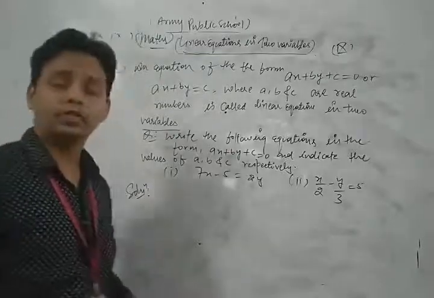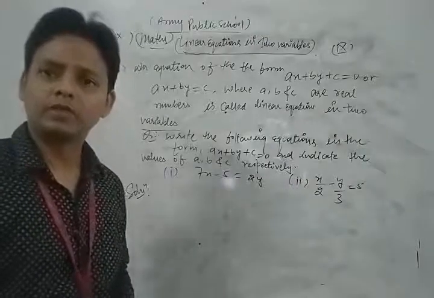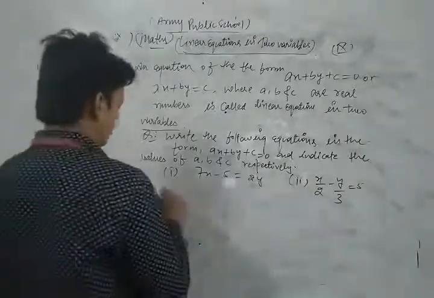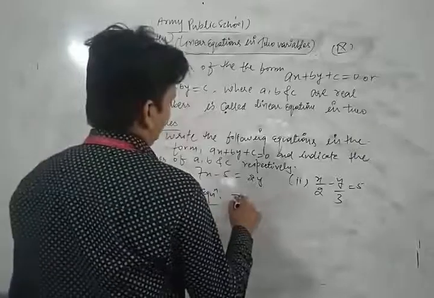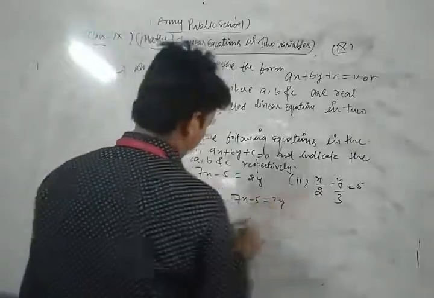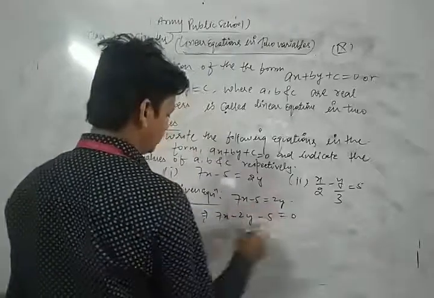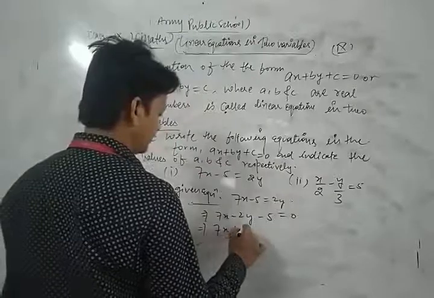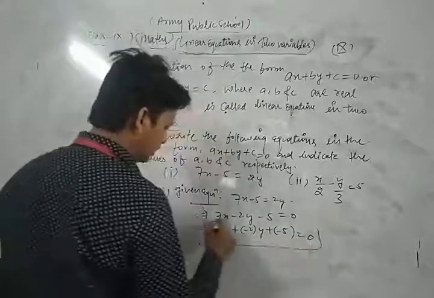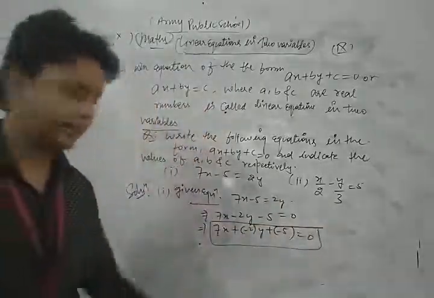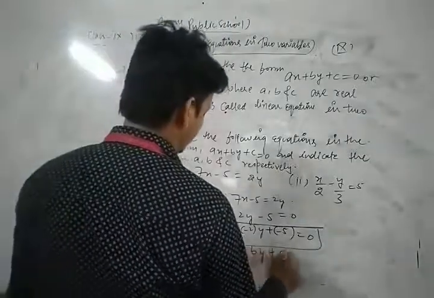First of all, we write the given equation in the original form ax plus by plus c is equal to 0. Let's take the first part of this question. The given equation is 7x minus 5 is equal to 2y. So first of all we write 7x minus 2y minus 5 is equal to 0. Now we can write 7x plus minus 2y plus minus 5 is equal to 0. Now this is the required form of the linear equation in two variables, the form ax plus by plus c is equal to 0.